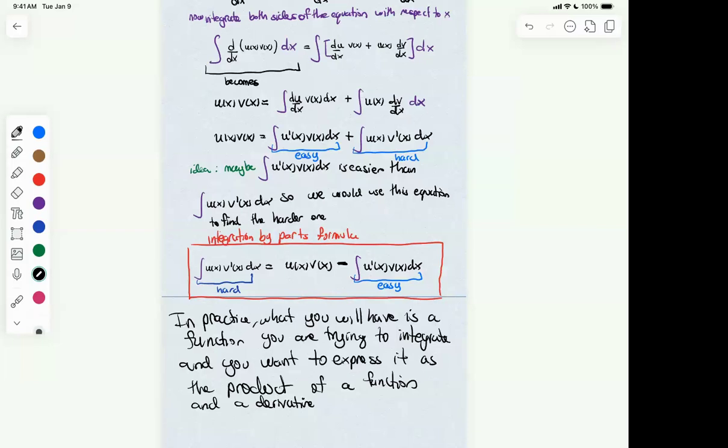So it's a way to move where the derivative is, from the second position to the first position, basically. Which again can be advantageous because there are functions which are easier to differentiate than to integrate.